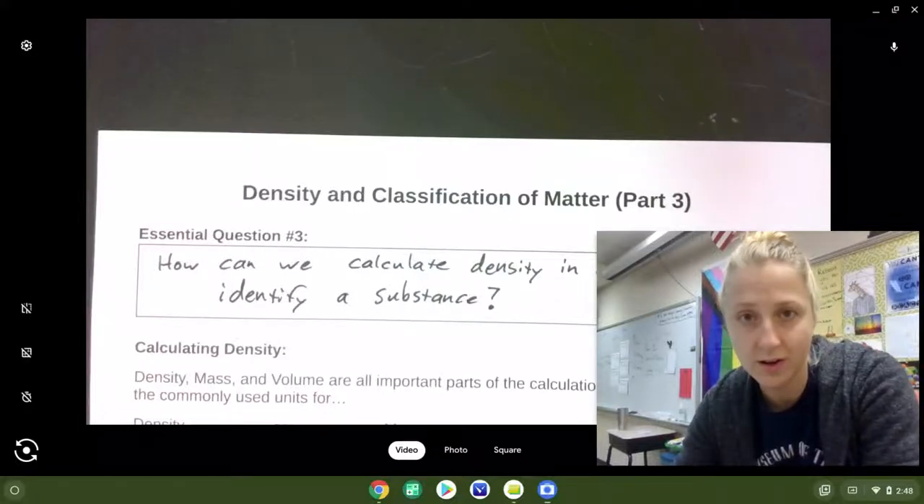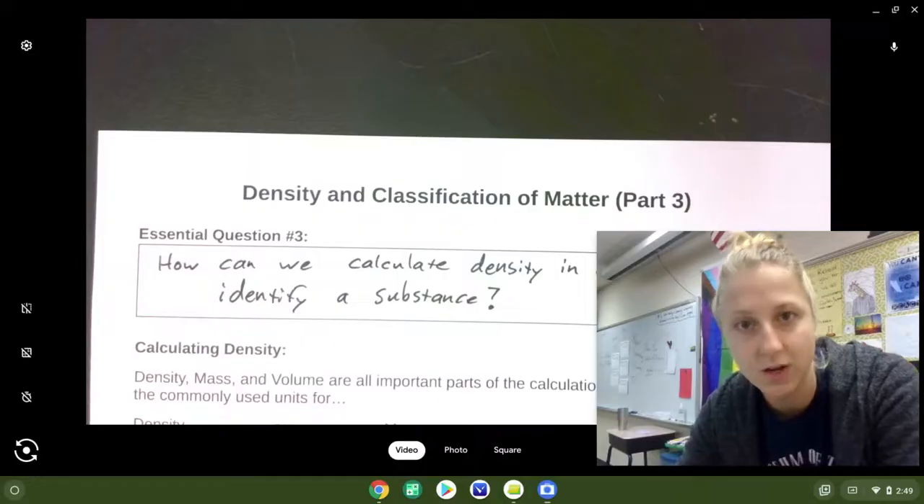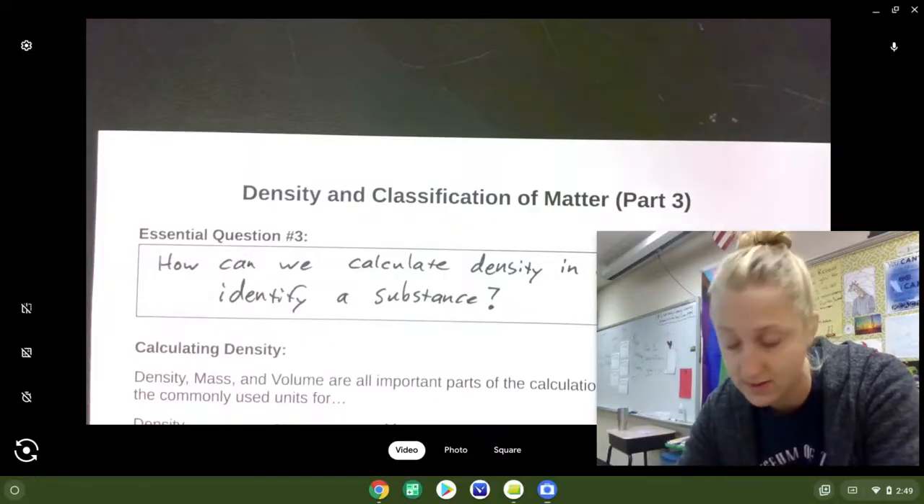Okay, so we've started talking about density. Let's continue that conversation, and in this video we're going to talk about how we calculate density.